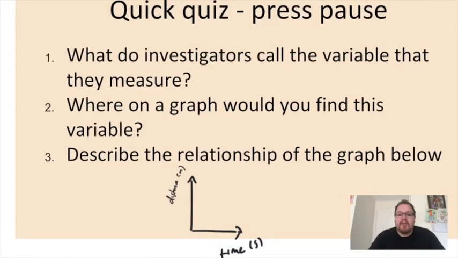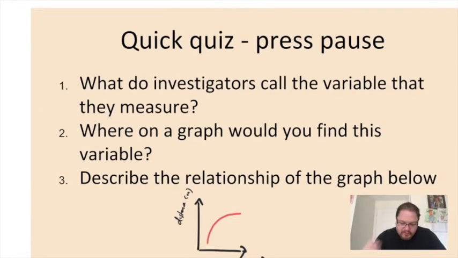So try and answer these 3 questions, press pause, and we'll be back in a sec. All right, so we're going to try and keep this as similar as we can to normal lessons. I'm going to give you a quick quiz now before your final task or assignment, whatever we want to call it. You've got 3 questions, press pause, see if you can answer these. Off you go.